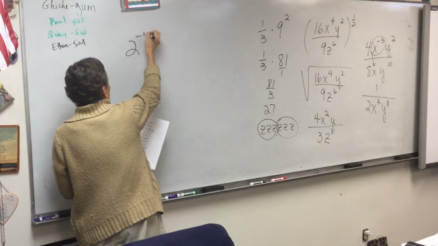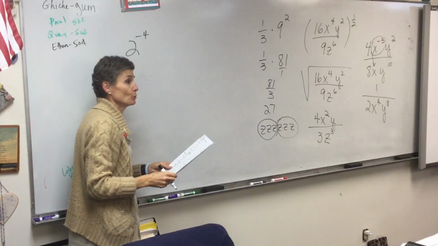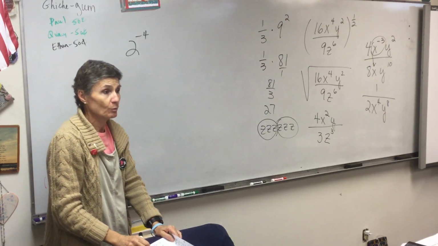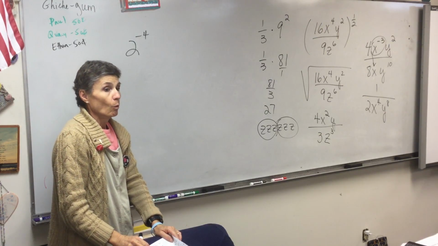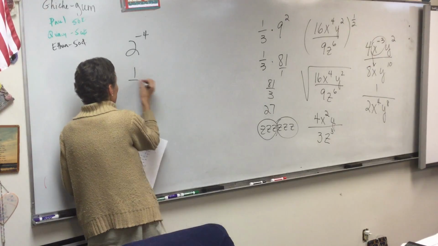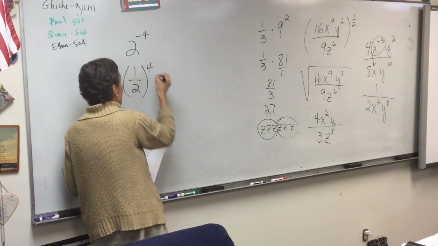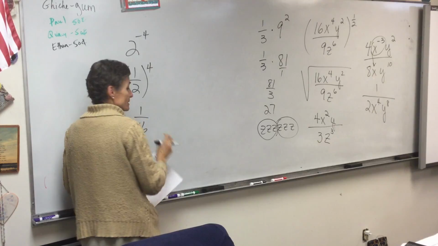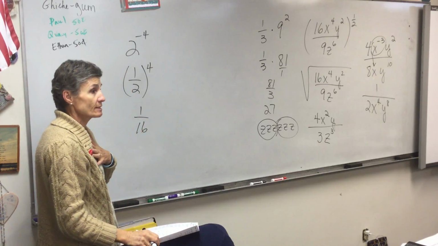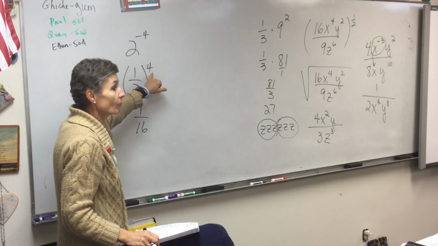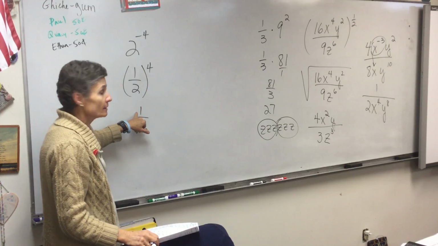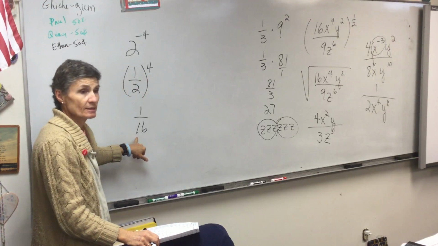2 to the negative 4th, okay? We've got to remember this is one of our new rules. 2 to the negative 4th, what is that? We flip it, make it 1/2 to the 4th, and I heard somebody say 1/16. How did we get 1/16? 1 to the 4th is 1, and 2 to the 4th is 16.